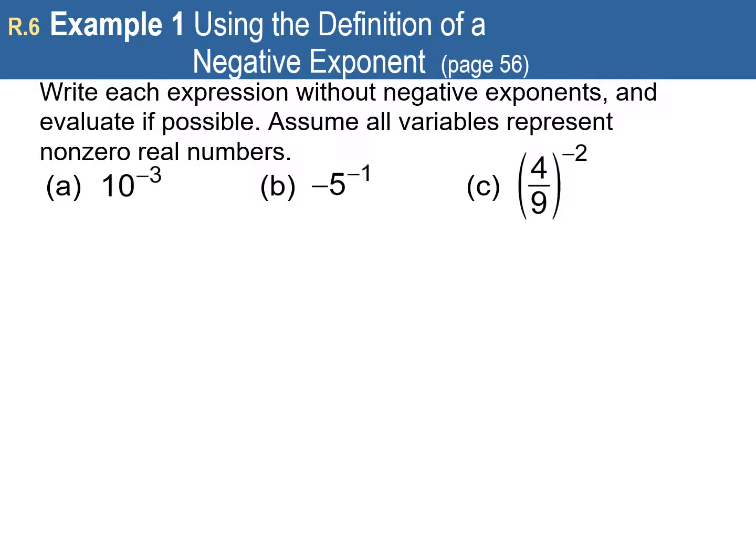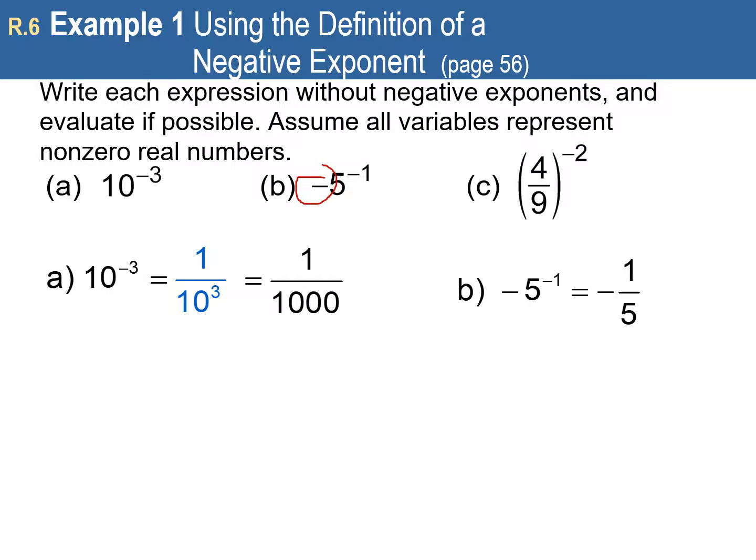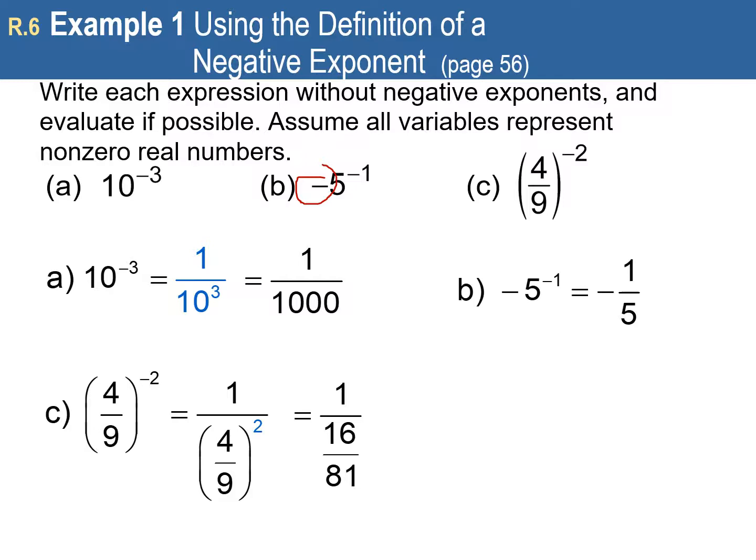So we're going to rewrite each of these without a negative exponent and evaluate them if we can. So 10 to the negative 3 becomes 1 over 10 cubed, which is 1 over 1,000. For b, minus 5 to the negative 1, that negative sign is going to stay because it's outside. So this becomes minus 1/5. Now for c, this is 4/9 to the negative 2, which is 1 over 4/9 squared, which is 1 over 16/81. And we invert and multiply, so we get 81 over 16.